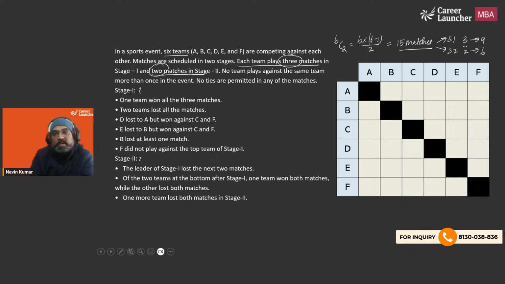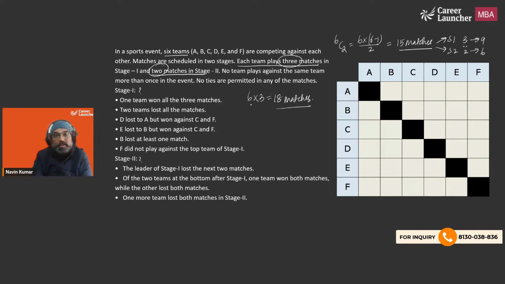Fine. Another way to look at this is: A is going to play 3 matches in the first stage, B is going to play 3 matches, C is going to play 3 matches, D 3, E 3, and F 3. So if each of these 6 teams, A to F, plays 3 matches in the first stage, the total number of matches is 6 teams, 3 matches each, that is 18 matches.